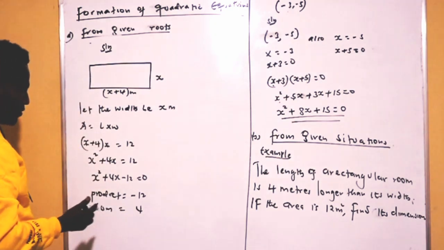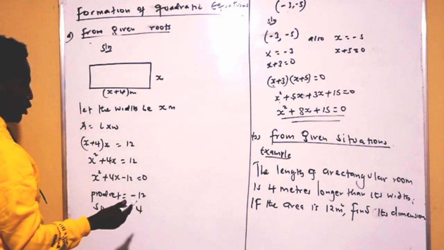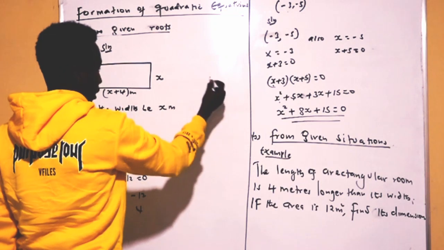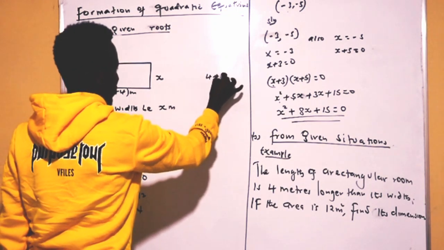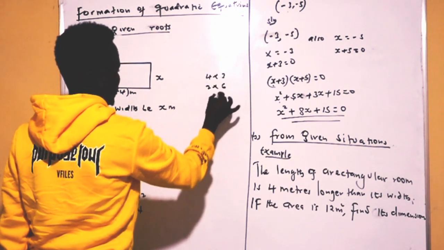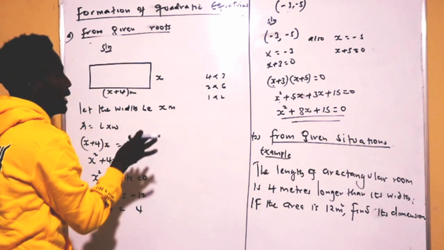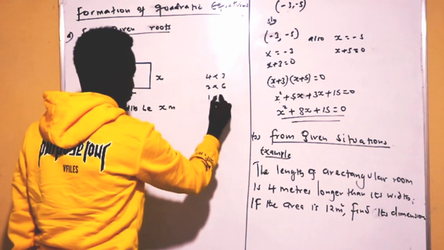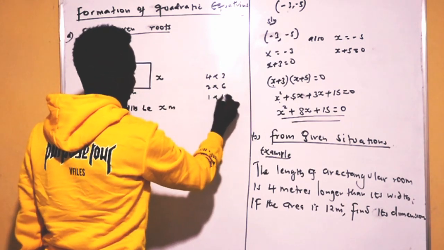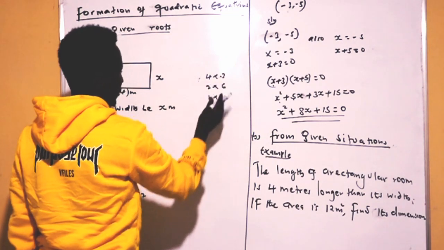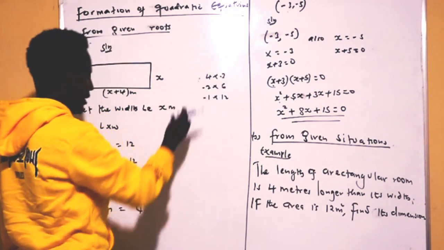So let's get two numbers whose product will give us negative 12. 12 is 4 times 3, 2 times 6, and 1 times 12. Remember we said the bigger number is always positive here. Give the bigger number positive, then give the other one negative.